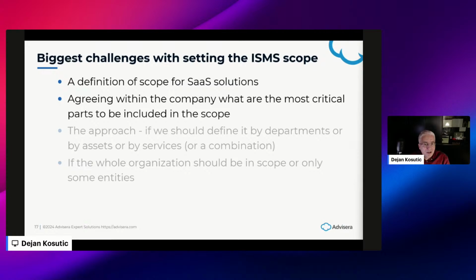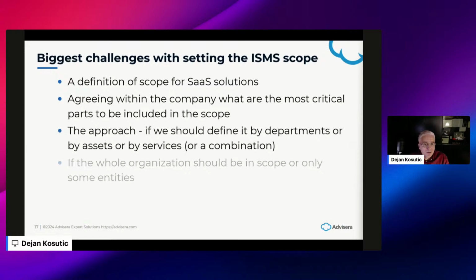Another challenge is agreeing within the company what are the most critical parts to be included in the scope. There is also this slide with the process that defines it. First start with collecting the requirements of interested parties, and once you collect them, you will have a much clearer picture of what should be included. Then of course you have to discuss with the top management, because the larger the scope, the more expensive this implementation will be. So this is also something that needs to be taken into account, this business aspect of security.